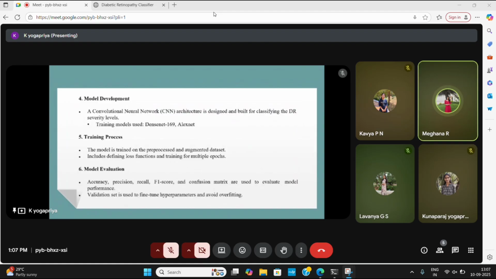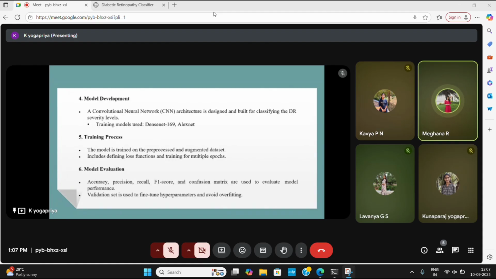And the sixth step is model evaluation. After training, the model performance is assessed using accuracy, which means overall correctness of predictions, and precision and recall, which are especially critical in medical diagnostics. And the F1 score, which is the harmonic mean of precision and recall, and the confusion matrix, which visualizes performance for each class. This helps to identify biases or weaknesses in classification.